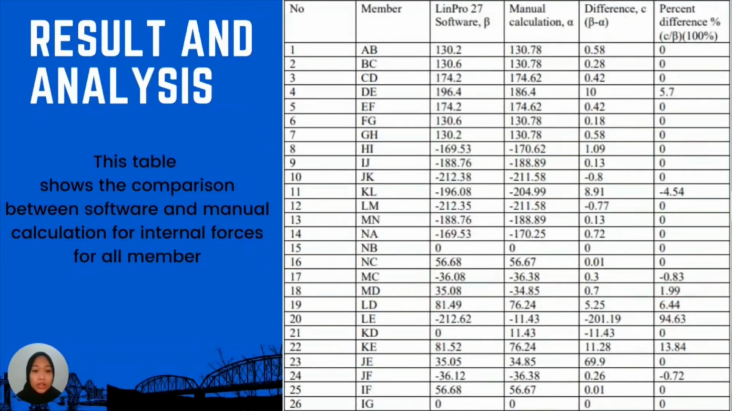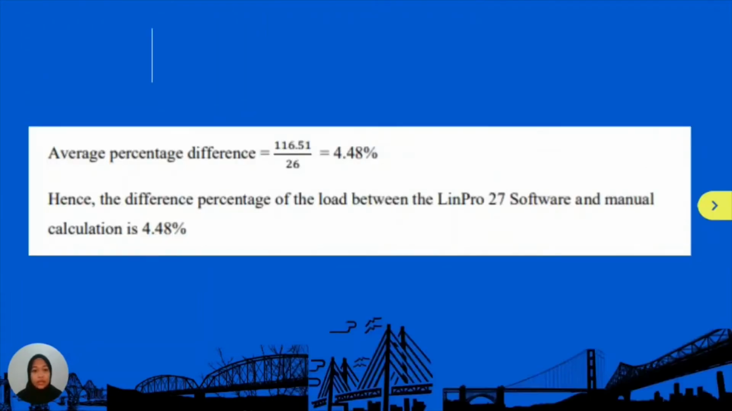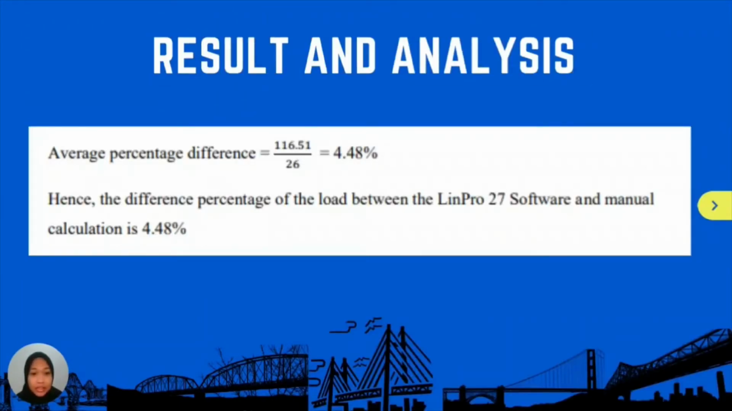So this table shows the comparison between the software and the manual calculation for the internal forces for all the members. In this table, we also calculate the difference between LinPro and the manual calculations, and then we find the percentage difference. So the average percentage difference of the bridge is 4.48%. Hence, the difference percentage of the load between the LinPro 27 software and the manual calculation is 4.48%.